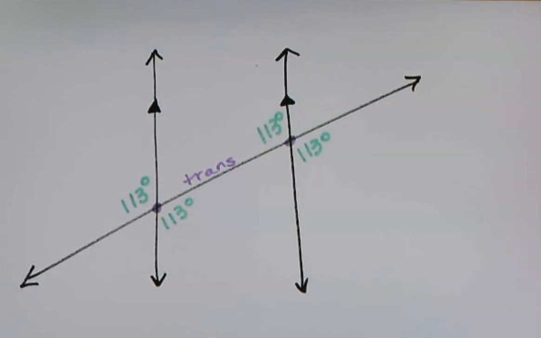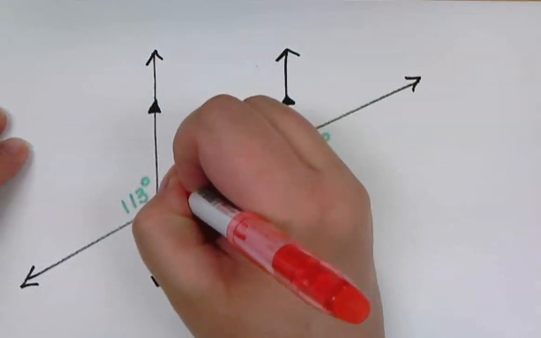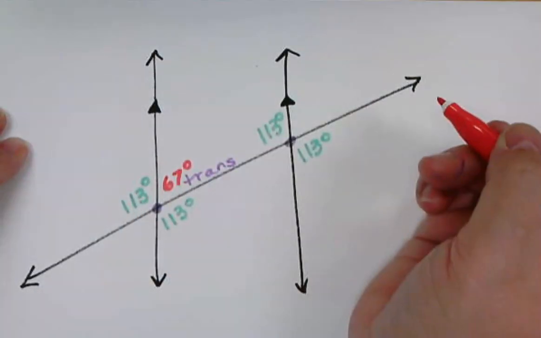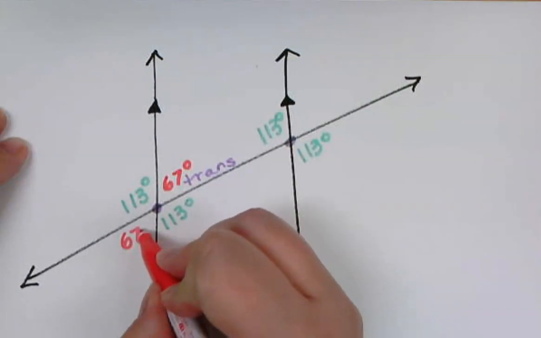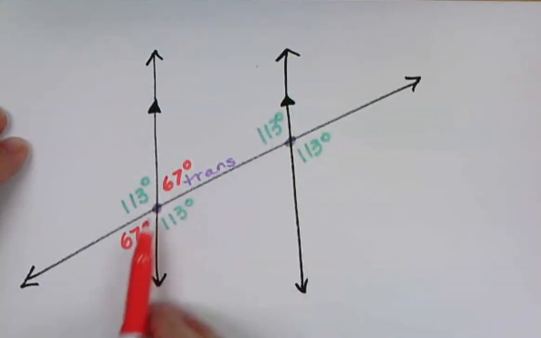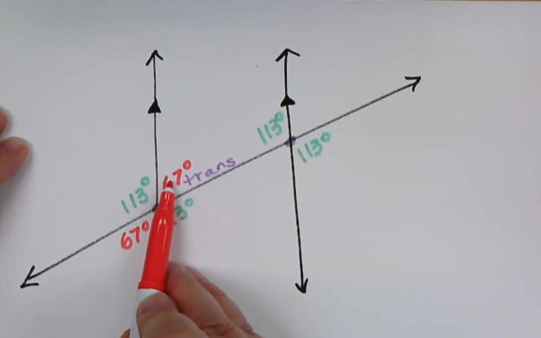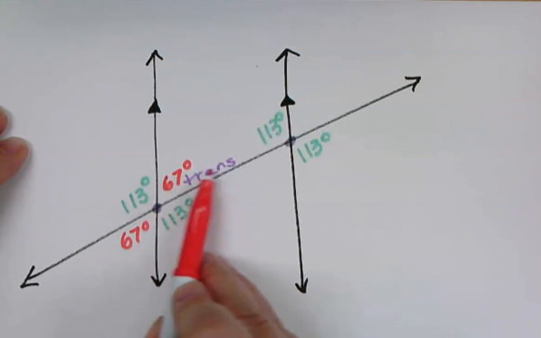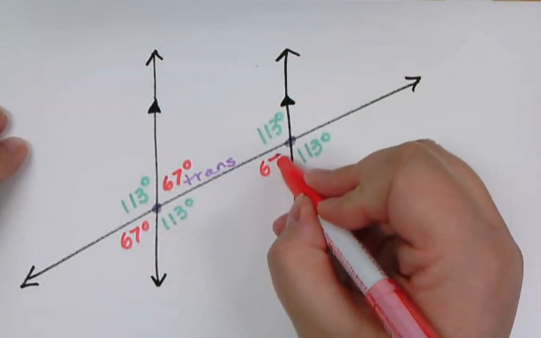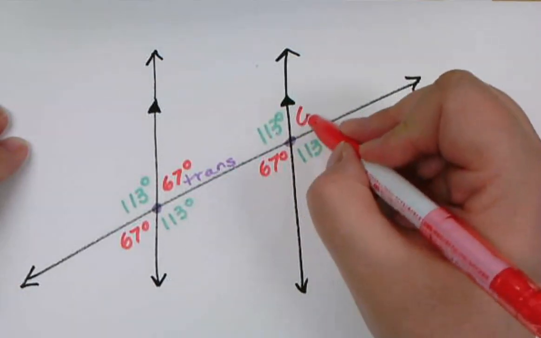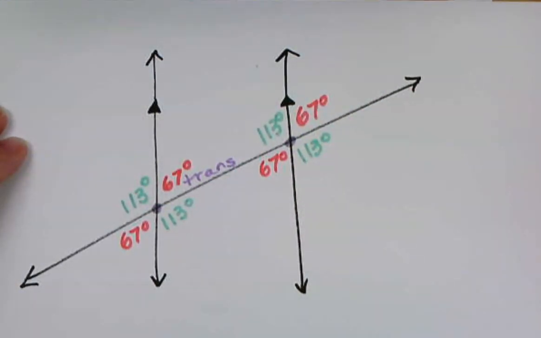minus 113. 180 minus 113 is 67. So this angle is 67 degrees. This angle is 67 degrees. These two are vertical angles. This one is an alternate interior angle with this one over here. Alternate interior angles will be congruent. And there's a vertical angle. Okay?